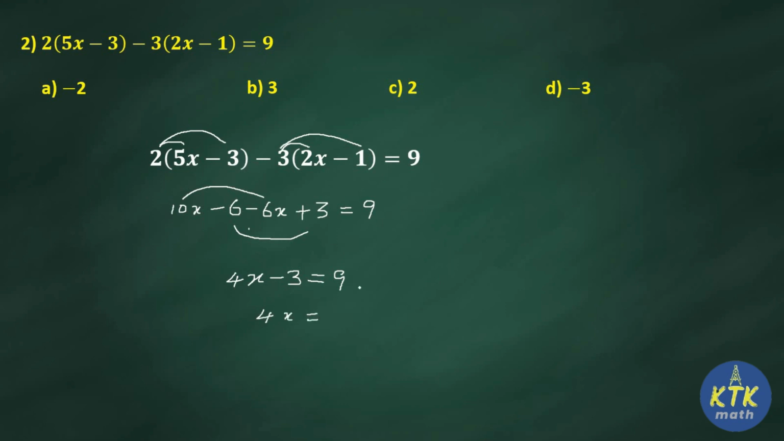4x first. So minus 3 moves to the right side. It will become plus 3. So directly I am writing 12. So 9, this minus 3 will come here, so it will be plus 3. So 4x equal to 12. So 4x equal to 12 means x equal to 12 by 4. We know that multiply becomes divide. So 12 by 4. When you are cancelling this, how many 4s are 12? 3 fours are 12. So the answer is x equal to 3. Option B. The second answer is option B, 3. We will move to the third question now.